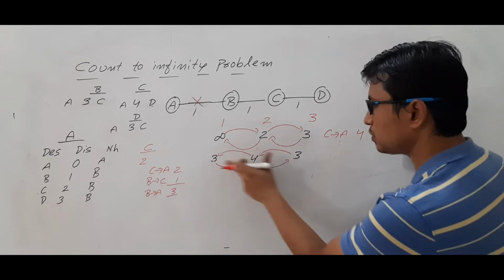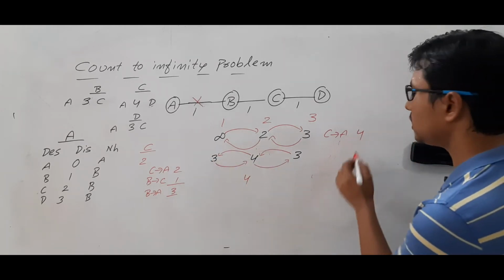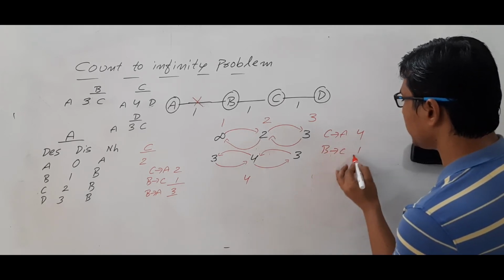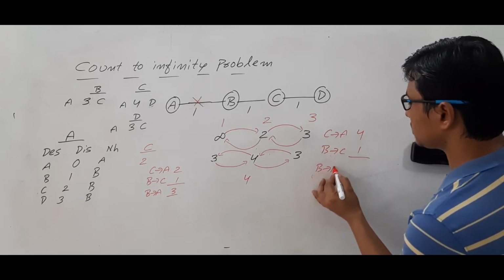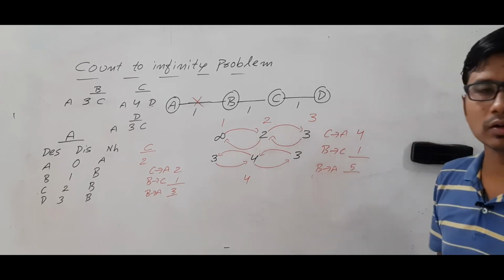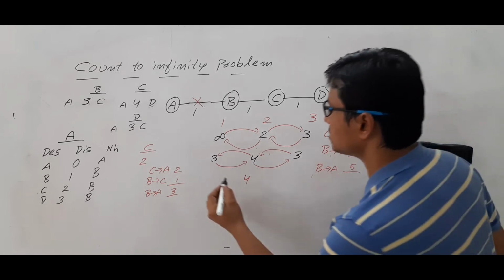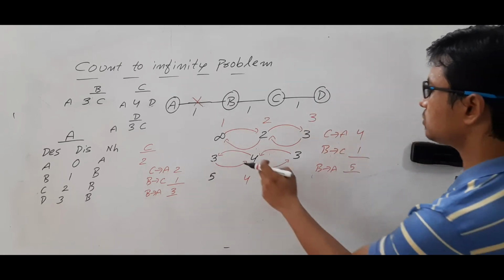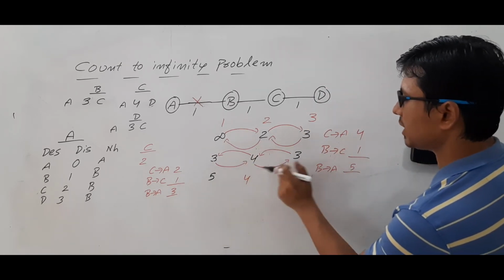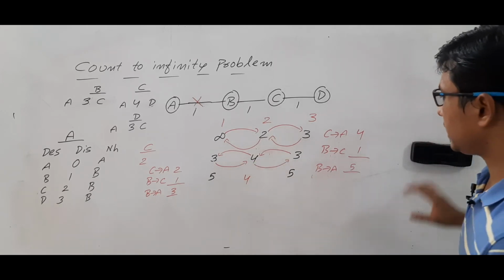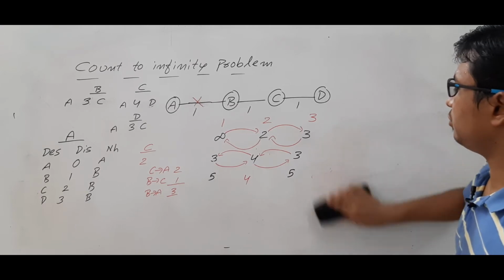This is with respect to A only I am talking. C to A distance is 4 and B to C distance is 1. So B to A distance is 5. Am I right or wrong? Is it clear? So it will update the value as 5, and this will update the value as 5. Am I right? 4 plus 1 it will be 5. So in the next iteration it became 5, 4, 5.